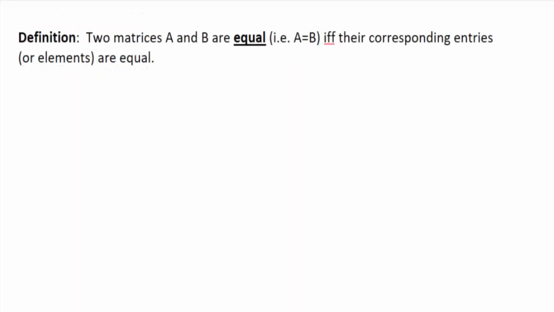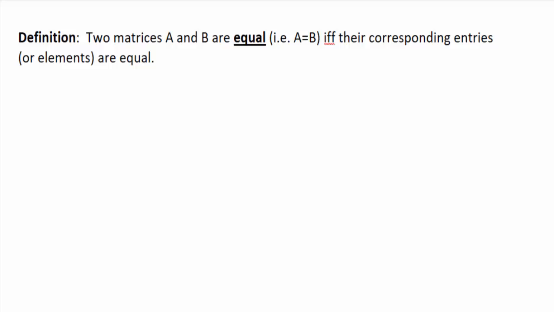Well, first you have to remember what a matrix is. It's a rectangular array of numbers. Every matrix has an order, the number of rows by number of columns. So we have to start with a definition before we define the operations.